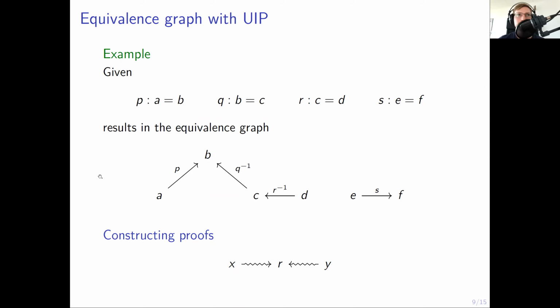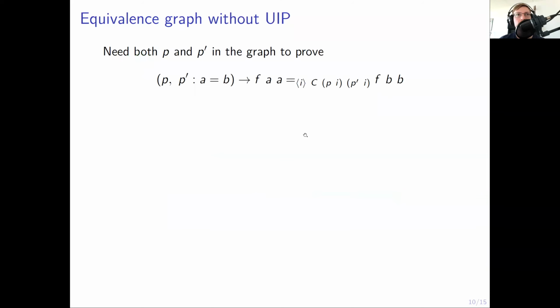And since Daniel Selsam and de Moura have uniqueness of identity proofs, they don't actually have to add every edge to their equivalence graph. An example of this would be if we have this example here. If we were to add an edge between A and C, so a proof that A is equal to C, we can actually skip this since we can already construct another proof that A is equal to C along P and Q.